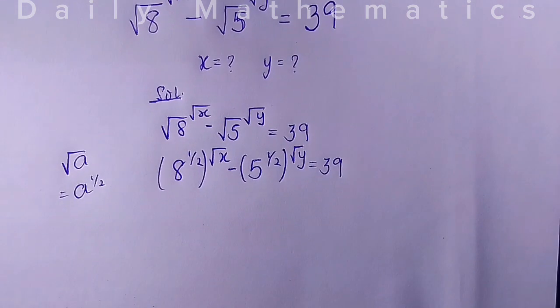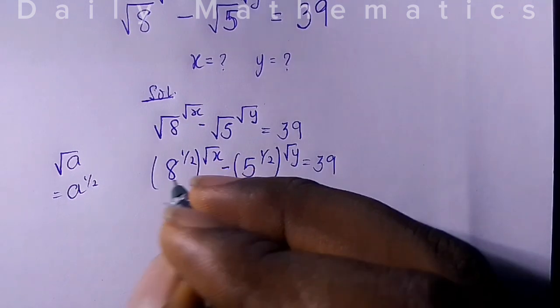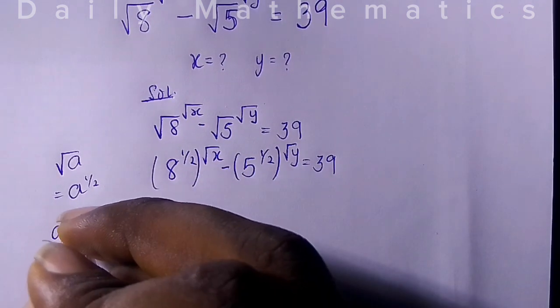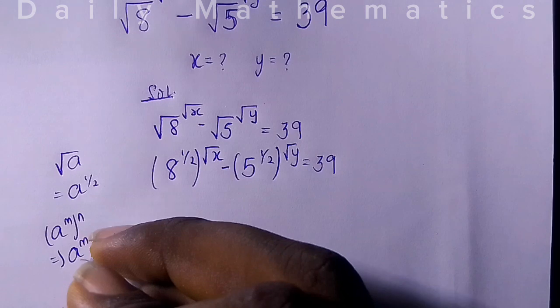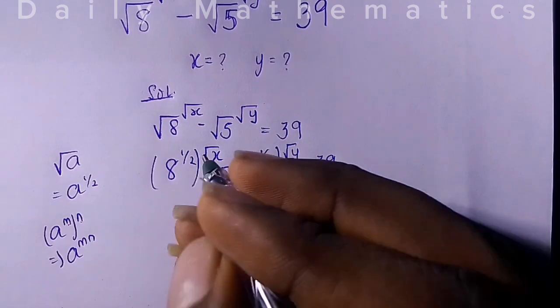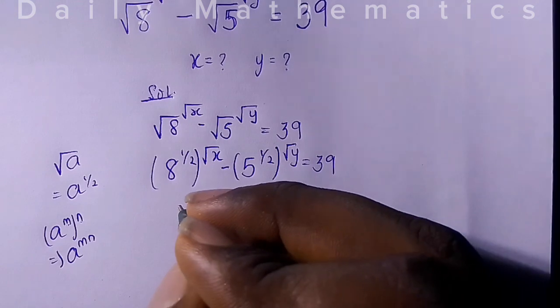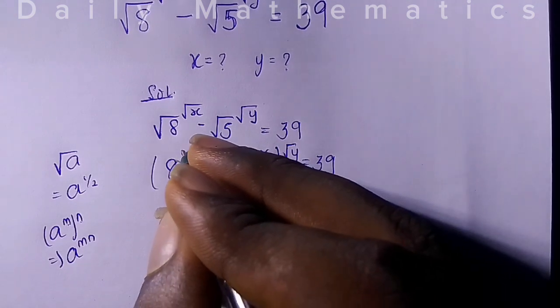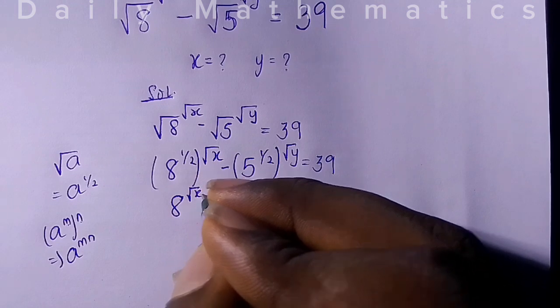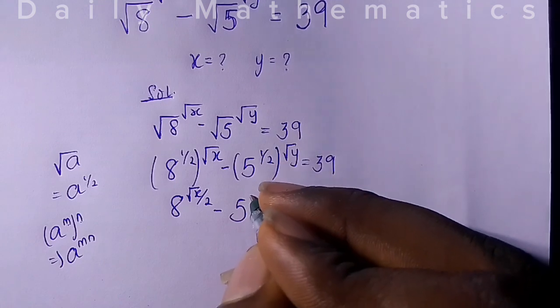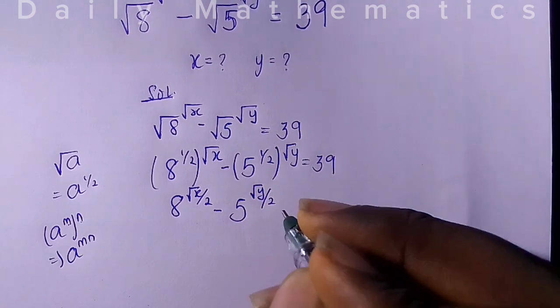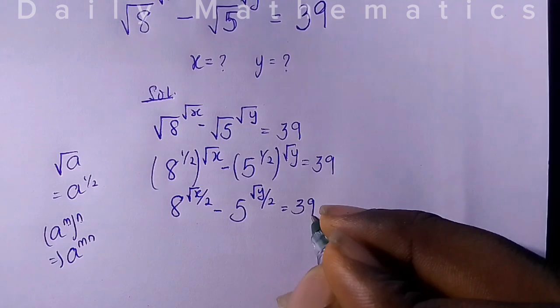So what's the next thing for us to do here? When we have a raised to the power of m and raised to the power of n, we get a raised to the power of mn, because we multiply the powers. So we have 8 raised to the power of root x over 2, minus 5 raised to the power of root y over 2, equals 39.